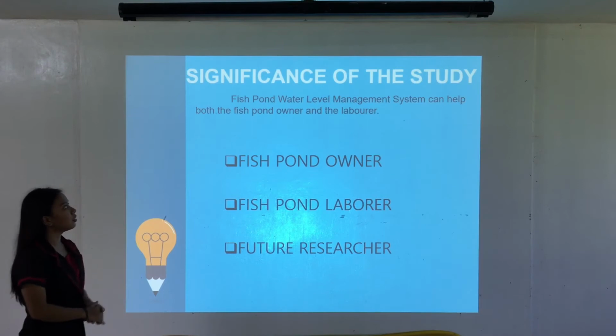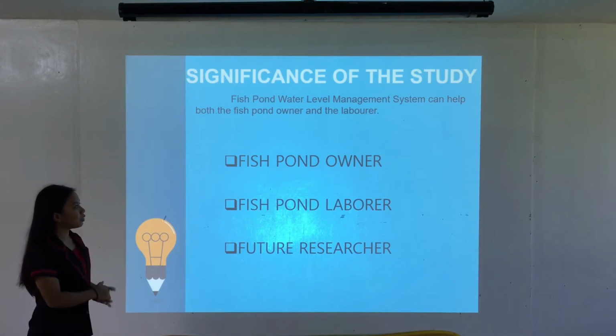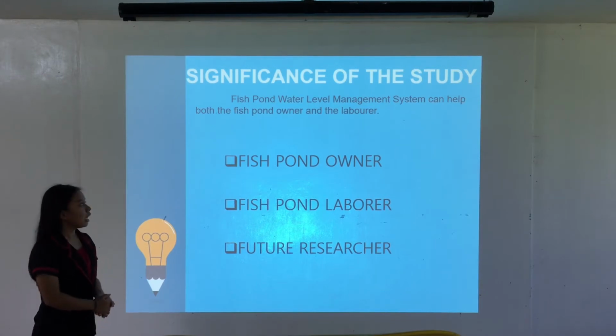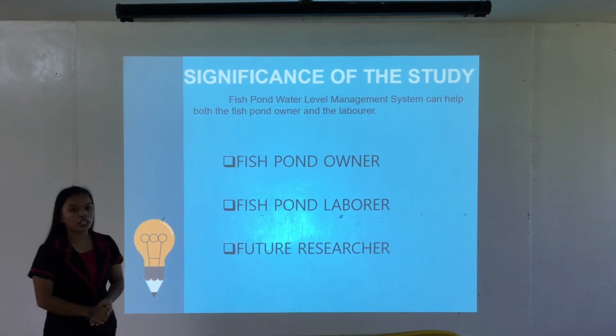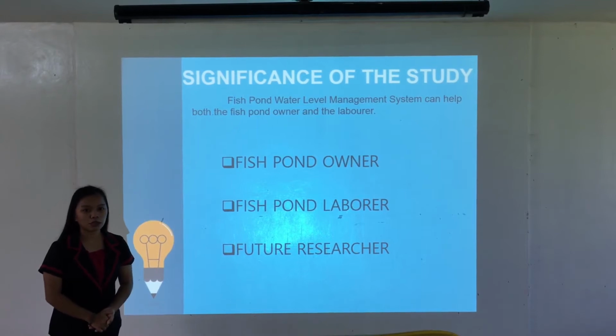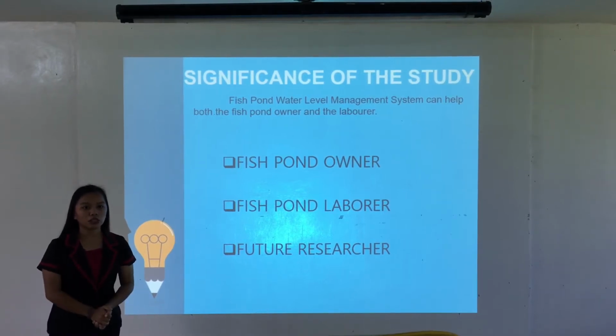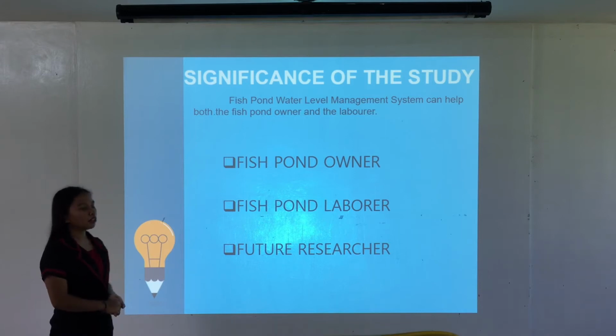The significance of the study. The fish pond water level management system can help both the fish pond owner and the laborer. So for the fish pond owner, the owner can easily manage his or her pond with the help of the system, because it can convert the manual procedure into an automated way of monitoring the pond.